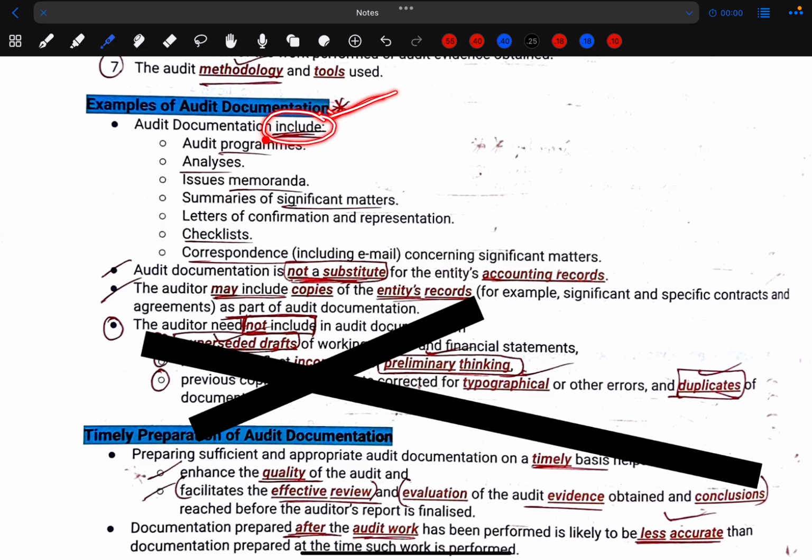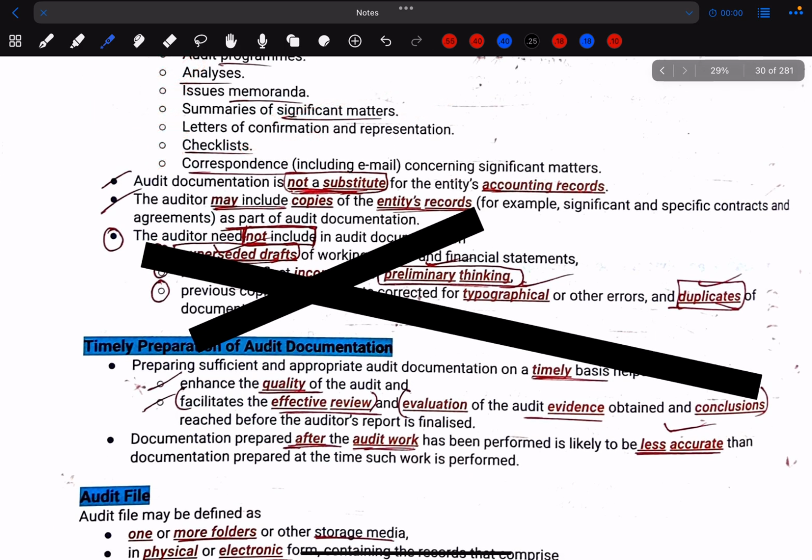Simple examples: audit documentation includes audit program, analysis, issues, memoranda, summaries of significant matters, letter of confirmation, representation, checklist, and correspondence. Okay, so audit documentation is not a substitute for the entity's accounting records. And it may include copies of the entity's records as a part of audit documentation.